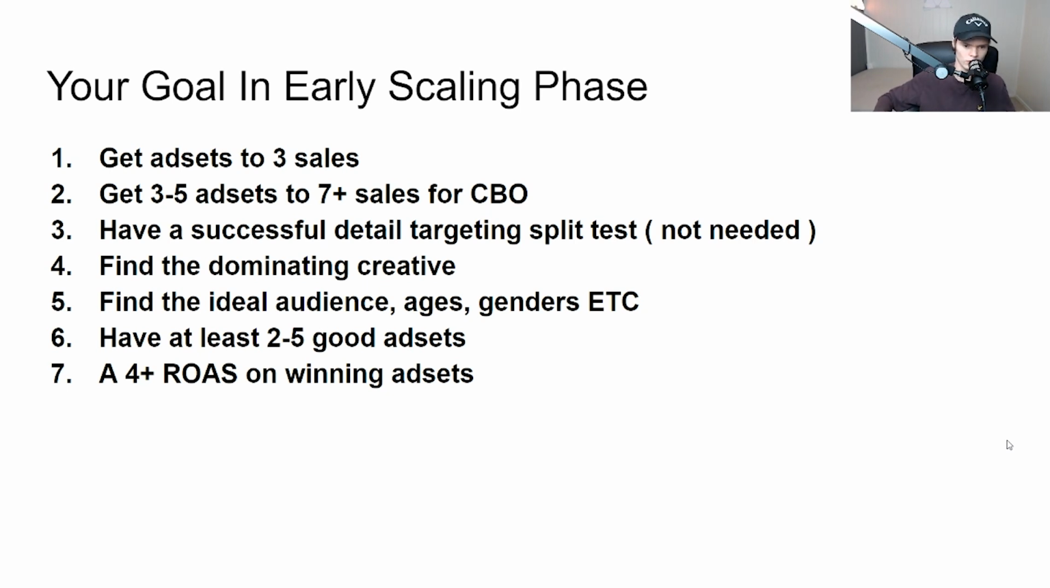Honestly, it's just about finding the good creative, so you know which video or picture is doing the best, because you then eventually, you know, you're going to cut some other ones. Find the ideal audience, figure out the ages, the genders, etc. Not that you have any use for this right now, but it's always nice to know who you are selling to, and have at least 2 to 5 good ad sets. You never want to depend on only one ad set. Even though I told you the story about this crazy guy who made so much money on one ad set, you never want to depend on only one ad set. And you should also have a 4+ ROAS, which you can do on a lot of winning ad sets if you have an untapped product.